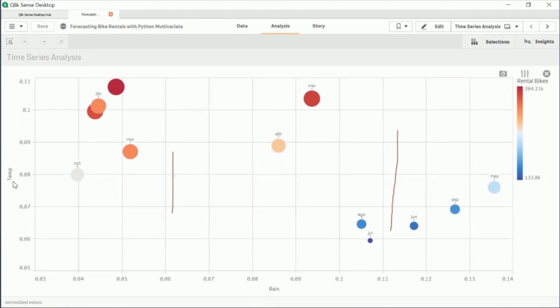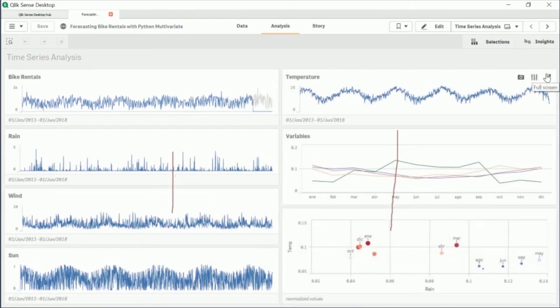Here we can also see, if we compare temperature and rain, that the points in the reddish color are where we have more rentals, and the points in the bluish color are where we have fewer rentals. So if we have more rain, we'll have fewer rentals. If we have less rain and a higher temperature, we are likely to have more rentals. So we're just seeing how our data is behaving, and we are analyzing if any of these factors are going to be useful for our forecasting. Okay, so let's start the analysis.